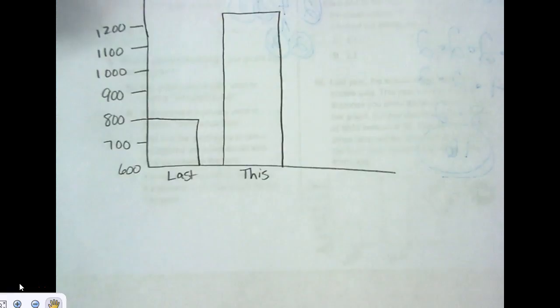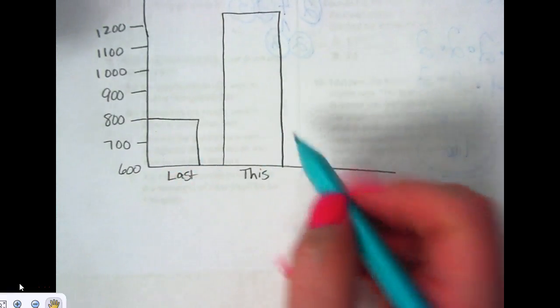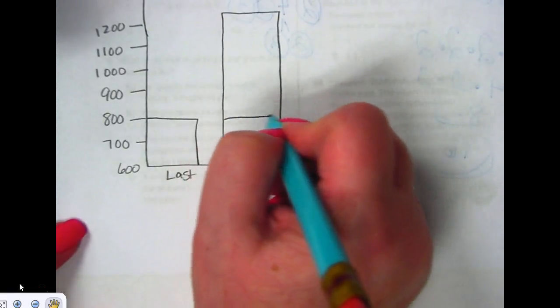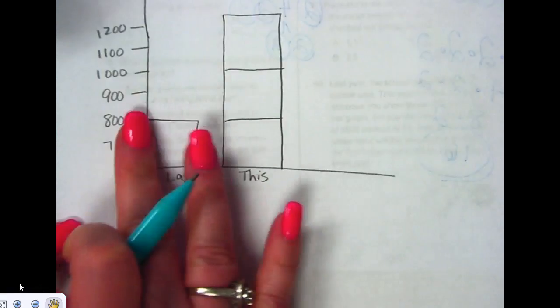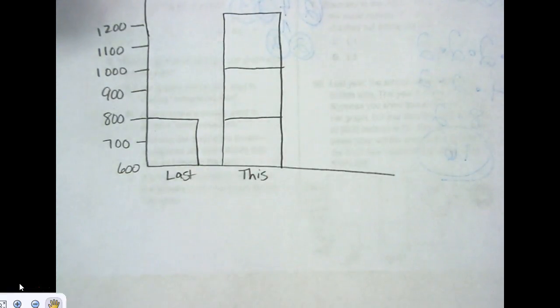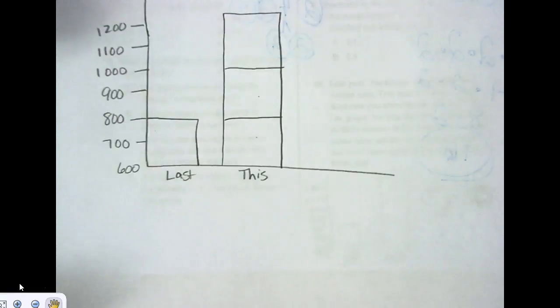How many times bigger is that? Well, this one was 200. So, if I go here is 200. Here's another 200. How many times bigger is this one than this one? I should be able to see it in my picture. 1, 2, 3 times bigger.